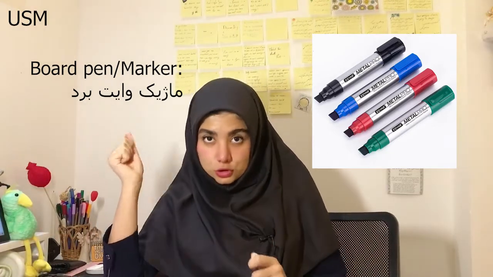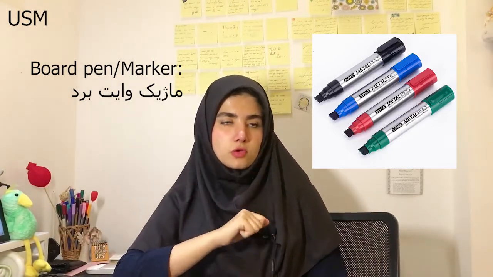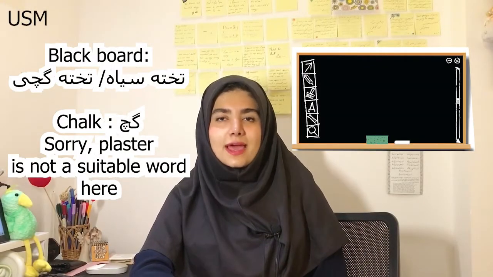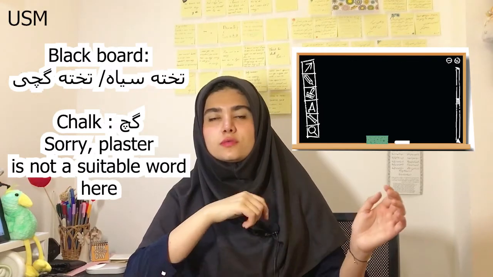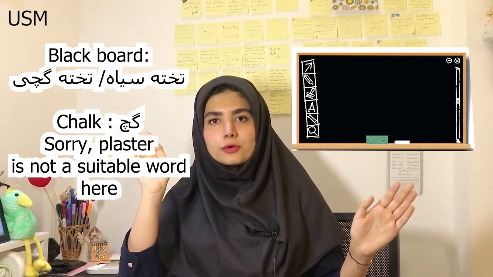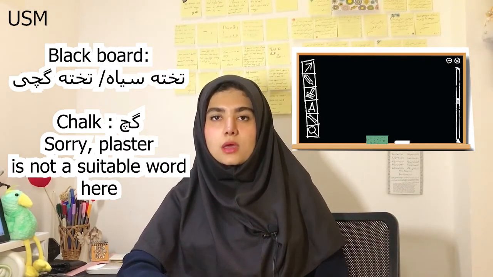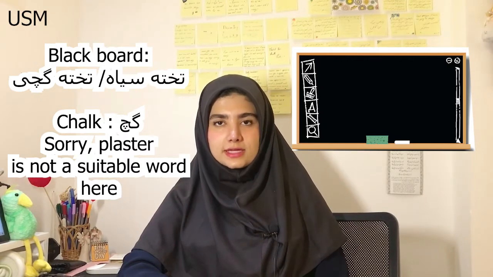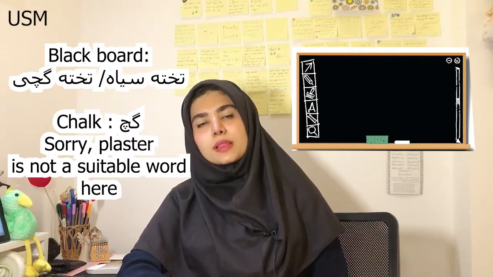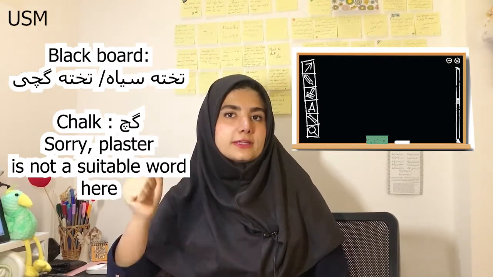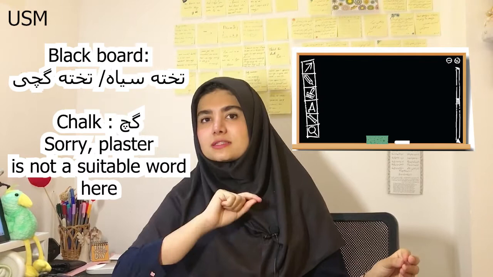Magic. In Persian we say magic. For whiteboard we say magic. Blackboard is تخته گچی. You will write on blackboard with plaster. تخته گچی. Blackboard, تخته گچی. And plaster. Gach. You will write on the blackboard with plaster.